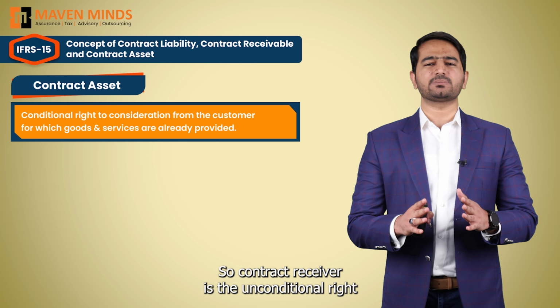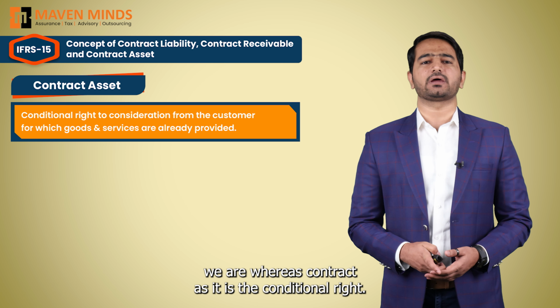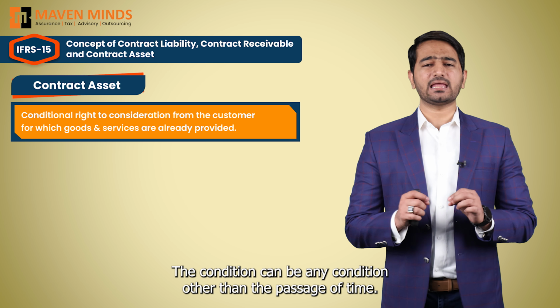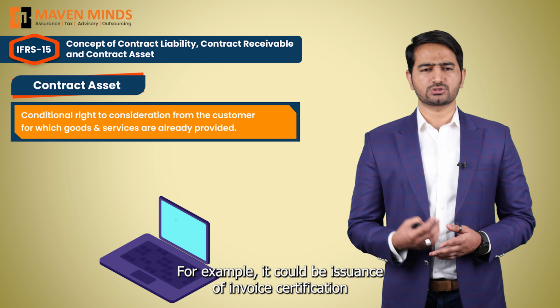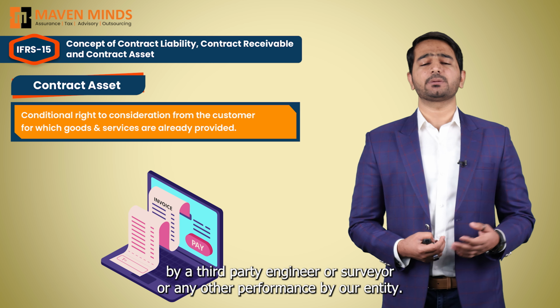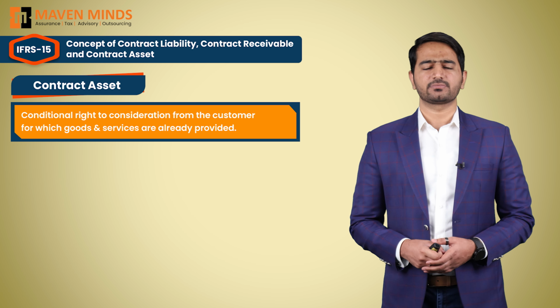So contract receivable is the unconditional right, whereas contract asset is the conditional right. The condition can be any condition other than the passage of time. For example, it could be issuance of invoice, certification by a third-party engineer or surveyor, or any other performance by our entity.